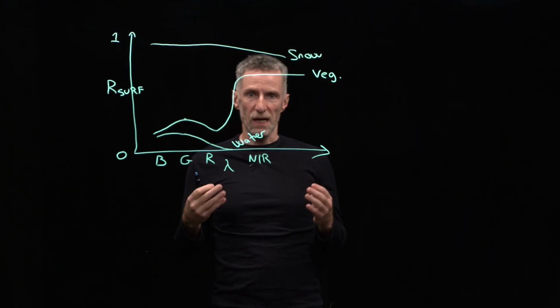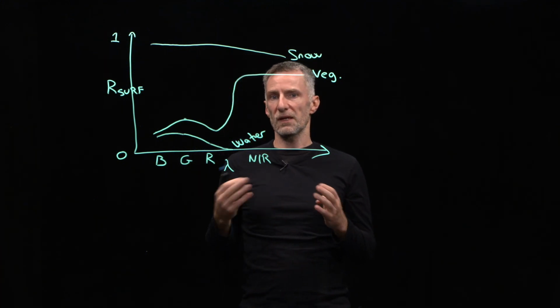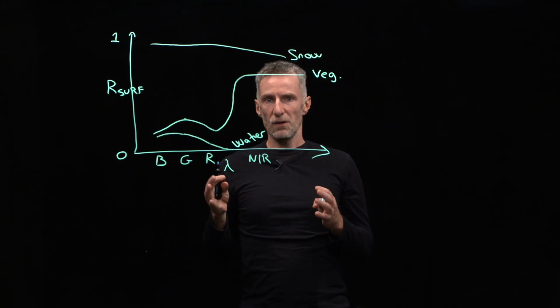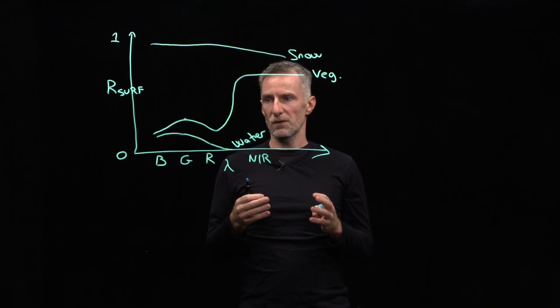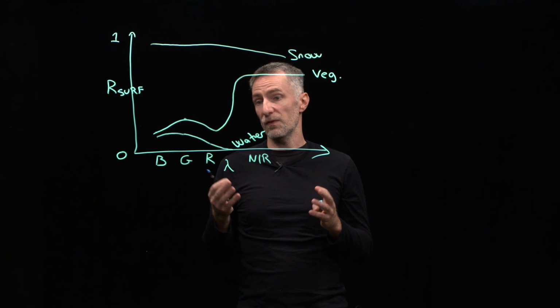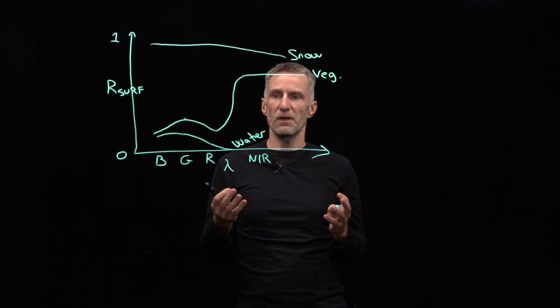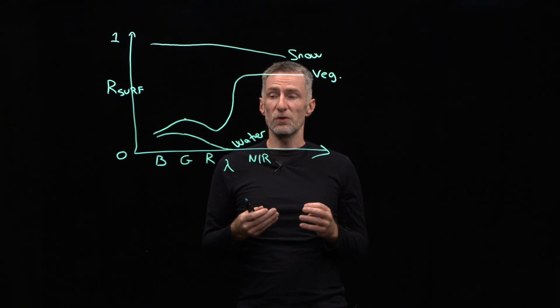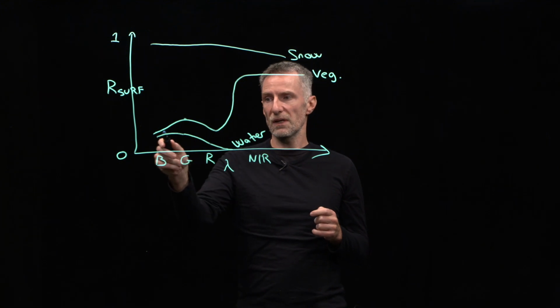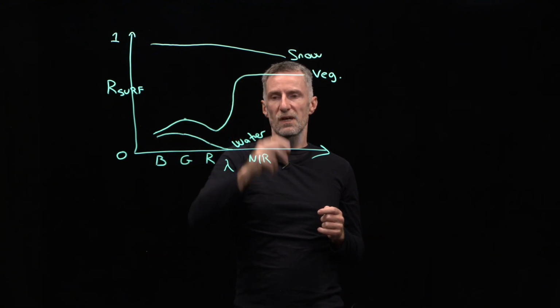So if we have an image in which the surface reflectance is around 10% in the blue band, 15% in the green band, 5% in the red band, and then 50% in the near infrared band, we can be pretty sure that we're looking at vegetation because nothing else has a signature that looks exactly like that.